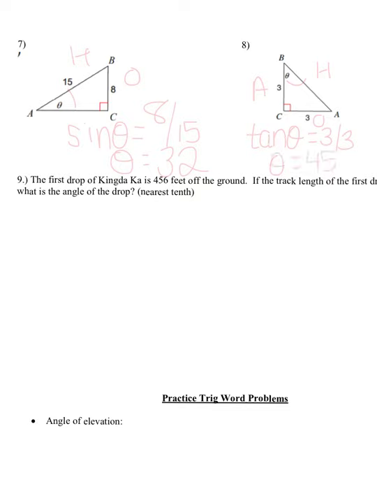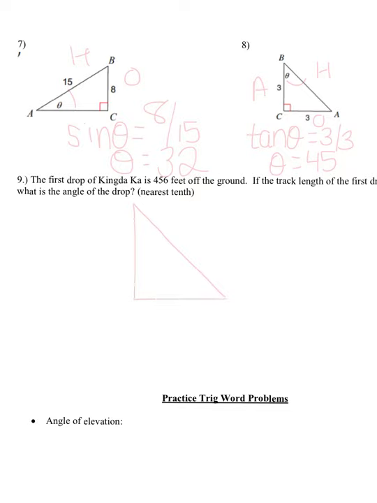All right, so now there's a word problem here. It says the first drop of Kingda Ka is 456 feet off the ground. If the track length of the first drop is 460 feet, what is the angle of the drop to the nearest tenth? Okay, so I always want to draw yourself a picture.